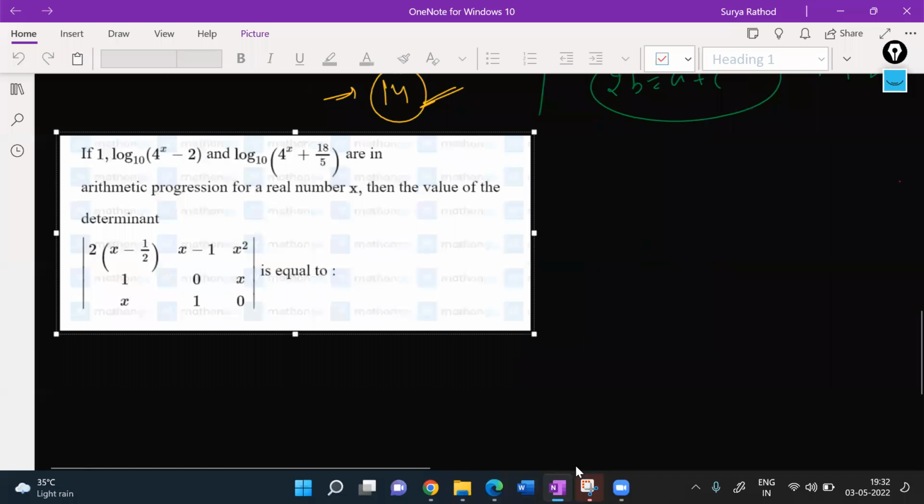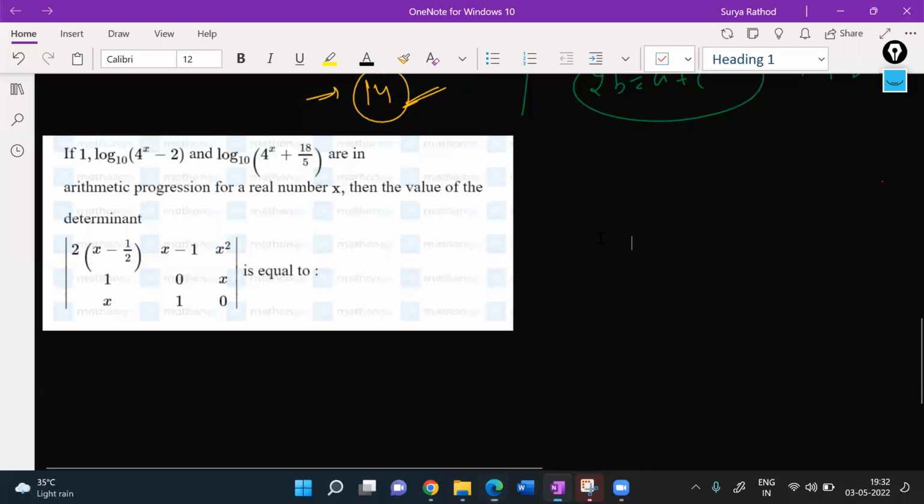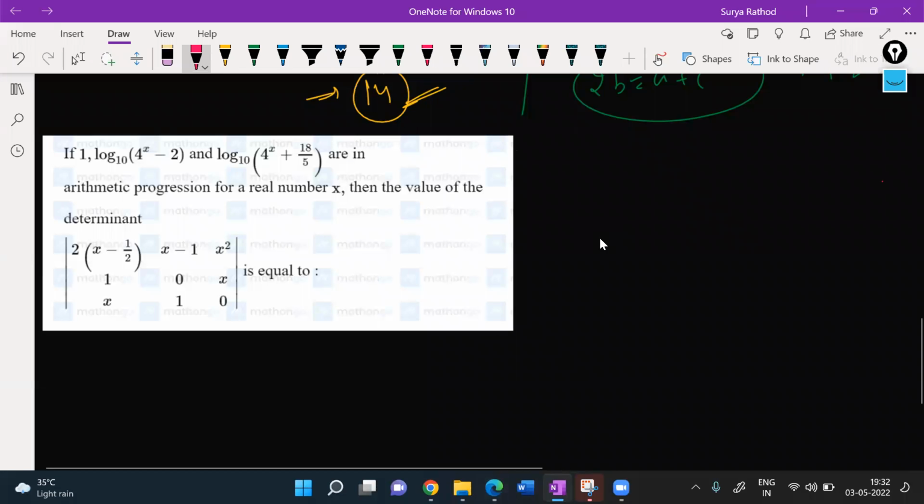Yes, everyone solve this. What are the options given to you? This is also a fill in the blank question. You know that, right? There will be fill in the blank questions in JEE Mains. Not only MCQs, you'll be having fill in the blank questions as well. Solve this question.